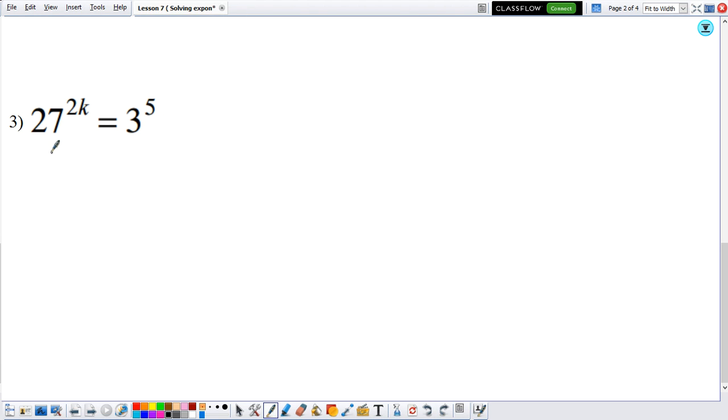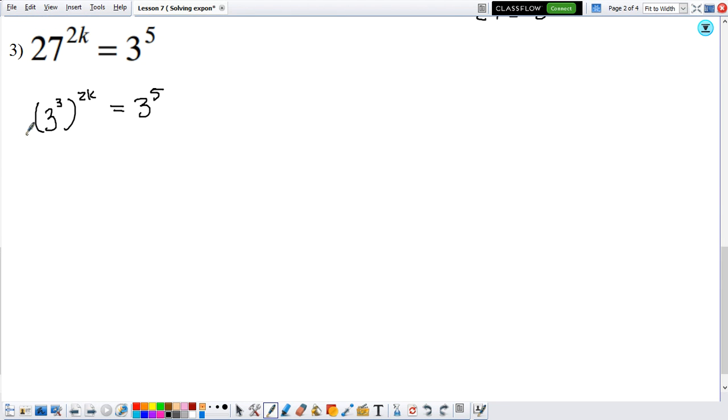Well, first, try to see if you can rewrite 27 using base 3. Well, I know that 27 is equal to 3 to the third. So that means that 27, I can rewrite as base 3. 27 is 3 to the third. So let's rewrite this 27 as base 3. So instead of writing 27, I can write 3 to the third. So now this becomes 3 to the third, to the 2k, equals 3 to the fifth. Notice that all I did was rewrite that 27 into a base 3. Because I know that the moment they have the same base, I can cancel them out.